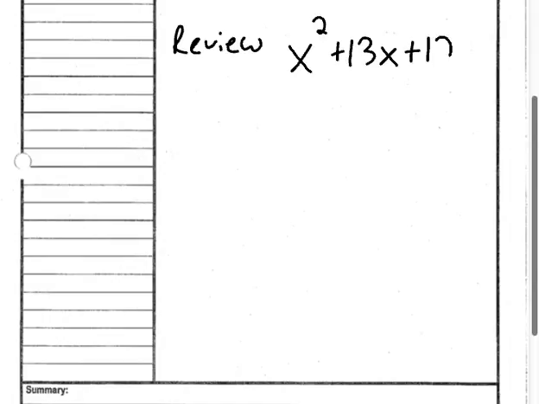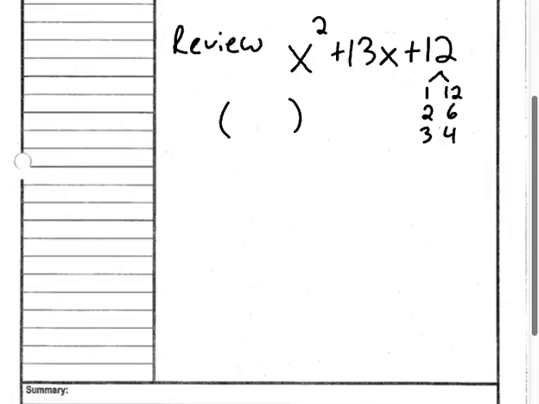So first let's do a little review of what we've done so far. Up to this point, we should be able to factor something that looks like that. And the way that we do that is we break up that 12. We ask ourselves, what could multiply to give us 12? Well, 1 and 12, 2 and 6, 3 and 4, and that's kind of it.